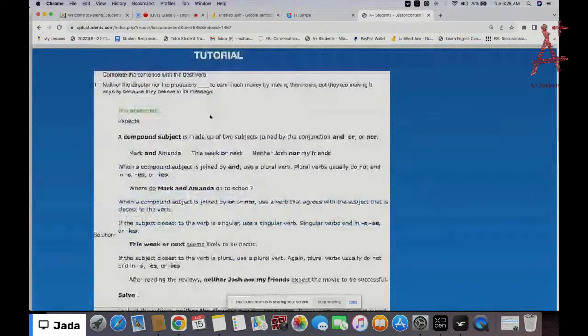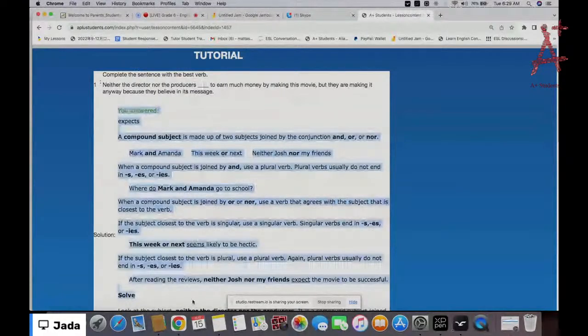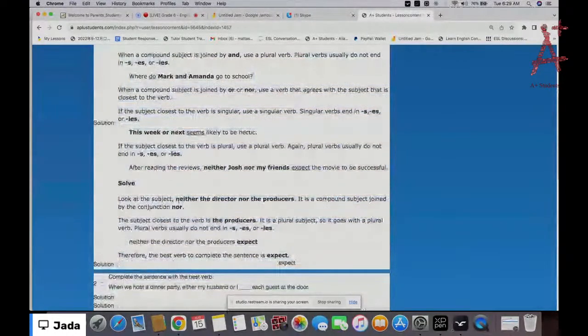The first example says: neither the director nor the producers blank to earn much money by making this movie, but they are making it anyway because they believe in its message. So what's going to be the correct answer? Look at the subject, neither the director nor the producers. It is a compound subject joined by the conjunction nor. The compound subject is about the director and the producers. They are the main people the sentence is all about.